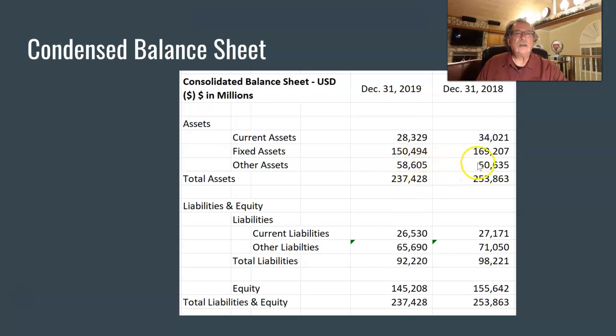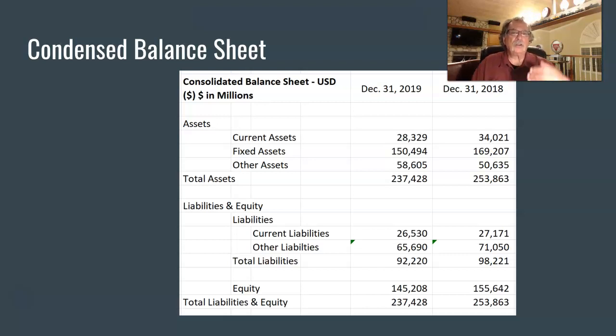This number, other assets, is about 20%. That's a big number. Most companies aren't going to have other assets. Other assets are things other than current and fixed assets. It's another category, a catch-all. But most companies aren't going to have numbers that are 20% of their total assets.